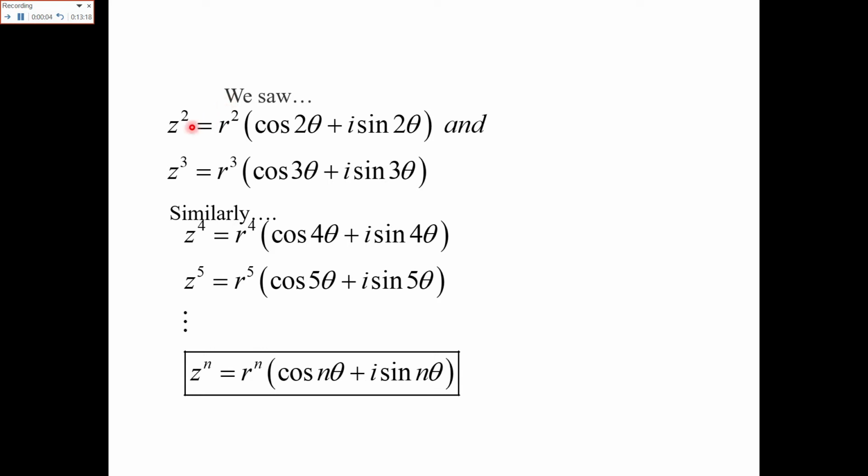As we saw that z square is equal to r square (cos 2 theta plus iota sin 2 theta), and z cube is equal to r cube (cos 3 theta plus iota sin 3 theta). Similarly, z raised to power 4 is equal to r to the 4 (cos 4 theta plus iota sin 4 theta), and z to the 5 is equal to r to the 5 (cos 5 theta plus iota sin 5 theta), and so on. So we will have z to the n is equal to r to the n (cos n theta plus iota sin n theta), which is basically the derivation of De Moivre's theorem, and it is a very important derivation in complex analysis.